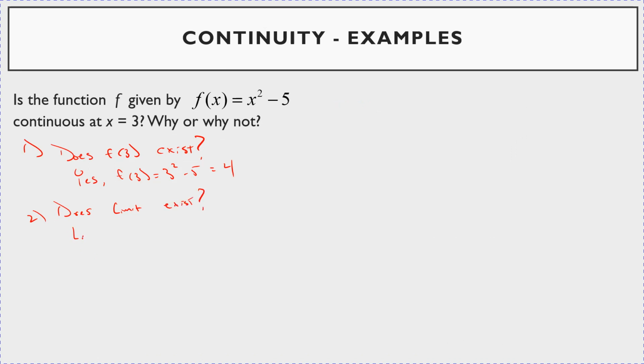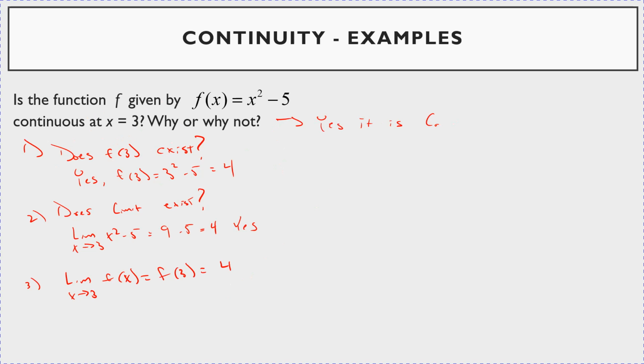Two, the limit as x goes to a has to exist. If you look at the limit as x goes to 3 of x squared minus 5, this is a polynomial function, so you can just plug it in. This is 9 minus 5, which is 4. So yes. And then finally, the third condition, we see that the limit as x goes to 3 of f of x is equal to f of 3, which is equal to 4. So this function is continuous at x is equal to 3. So we're good.